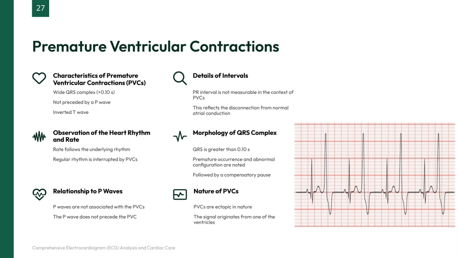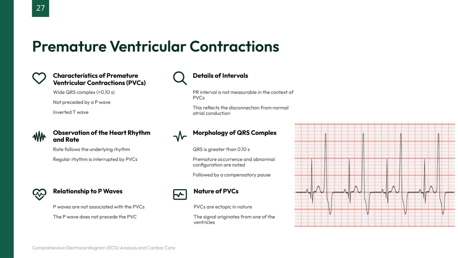Regarding the relationship with P waves, these contractions are not linked to the normal atrial activity. There is no P wave before a PVC, which highlights that the beat originates independently of the atrial signals. Looking at the intervals, the PR interval can't be measured during a PVC since the contraction originates outside the normal conduction pathway. This confirms the disconnection from the atria's role in initiating the heartbeat.